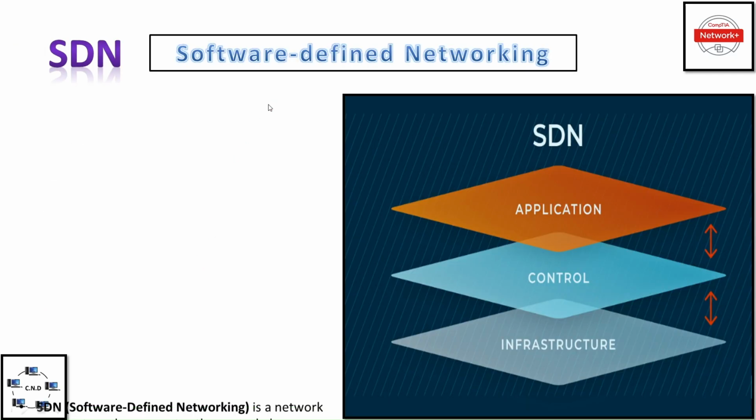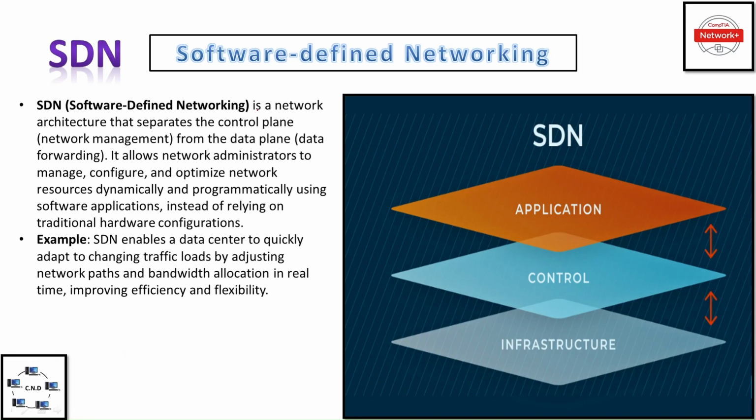SDN, that is software defined networking. SDN is a network architecture that separates the control plane, that is network management, from the data plane, that is data forwarding. It allows network administrators to manage, configure, and optimize network resources dynamically and programmatically using software applications instead of relying on traditional hardware configurations. For example, SDN enables a data center to quickly adapt to changing traffic loads by adjusting network paths and bandwidth allocation in real time, improving efficiency and flexibility.